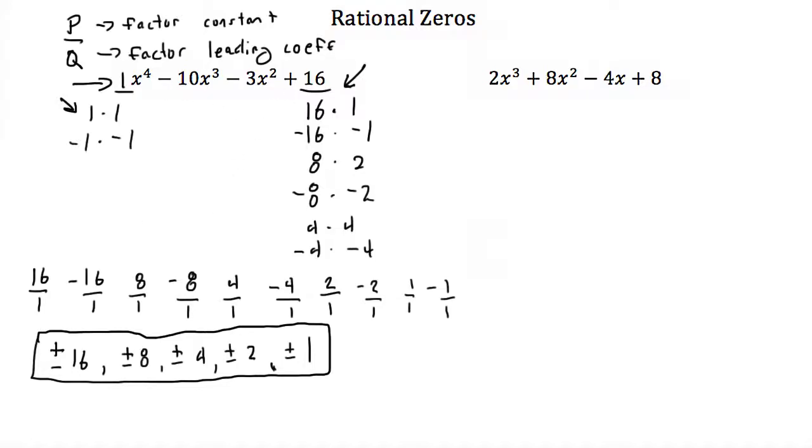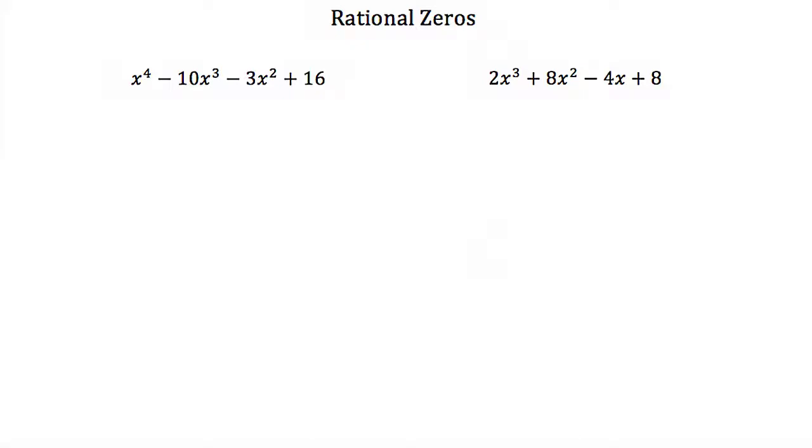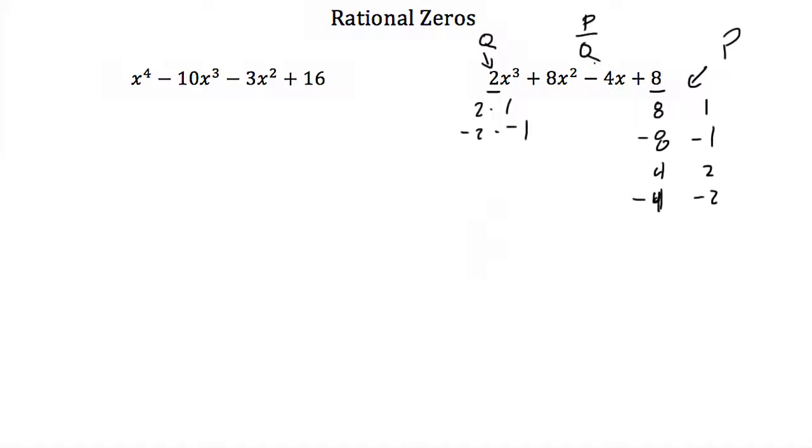So let's try this again. Our next equation has an 8 for a constant and 2 for a leading coefficient. Now all of our factors of 8, well, we can get 8 by multiplying 8 times 1, or negative 8 times negative 1. We can also get it by multiplying 4 times 2, or negative 4 times negative 2. So those are all of our factors for our p. And then our leading coefficient factors are 2 times 1, or negative 2 times negative 1. So that's going to be our q and our p over q.